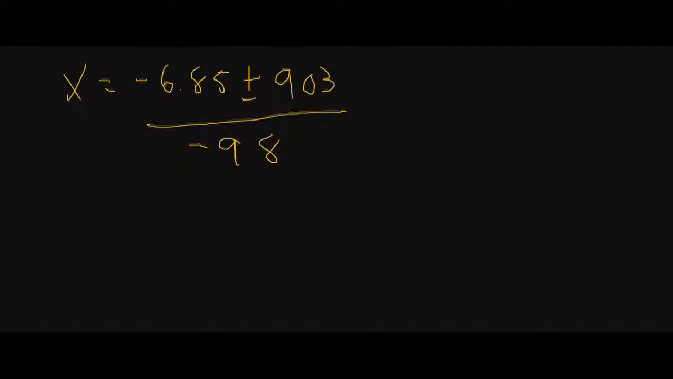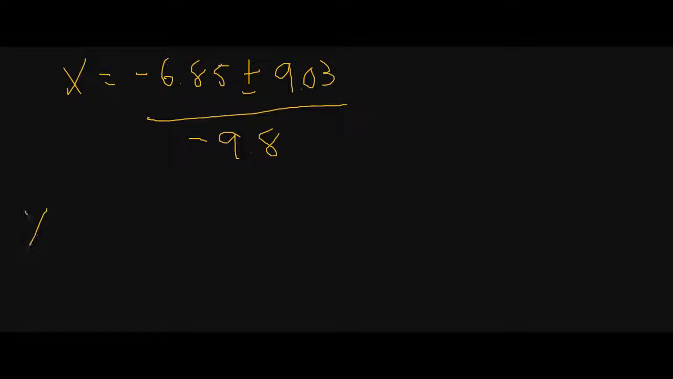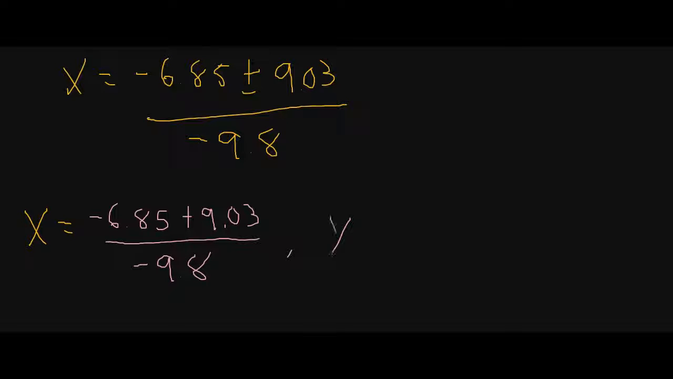Okay, now I'll go ahead and break this up as two equations, right? We're going to get x is equal to negative 6.85, right? I'm going to write the one that has the plus first, right? Negative 6.85 plus 9.03, all divided by negative 9.8. Now I'm going to do the minus, right? Negative 6.85 minus 9.03, all divided by negative 9.8.